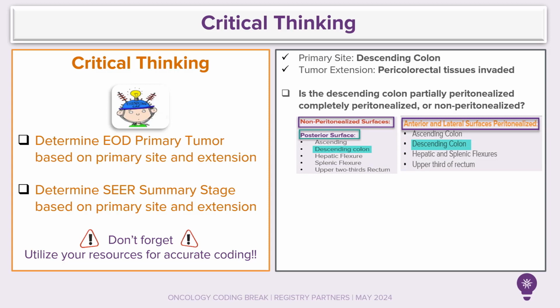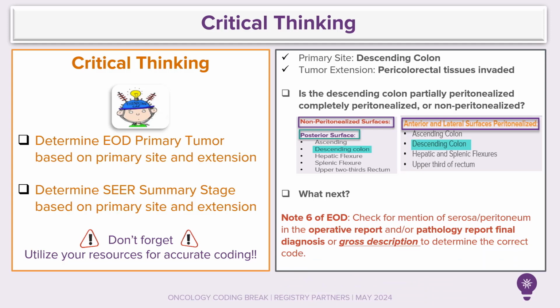So we can see here that the descending colon is also one of those sites where the anterior and lateral surfaces are peritonealized, and the posterior surface is retroperitonealized, or non-peritonealized. So again, what do we do next? Well, we tap into that Note 6 and head over to the operative report, which just stated the primary site, nothing about the peritoneum, and the pathology report final diagnosis, which also did not give us any information on the peritoneum status. So we will go to the gross description next.